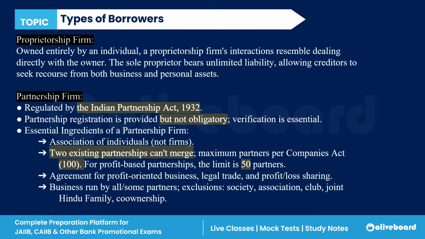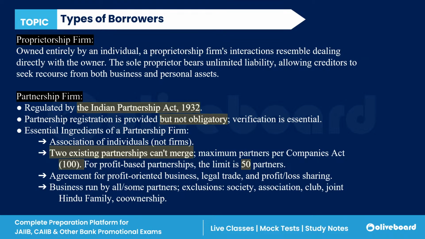Next, if we talk about the different types of borrowers, so these are the individuals. Then we have a proprietorship firm. Proprietorship firm is the firm which is owned and handled by a single individual. So these are those firms which are handled and owned by a single individual, and these are known as proprietorship firms. Sole proprietors have unlimited liability. It means if there is any default on the loan, their personal assets are also liable for the recovery of such loan.